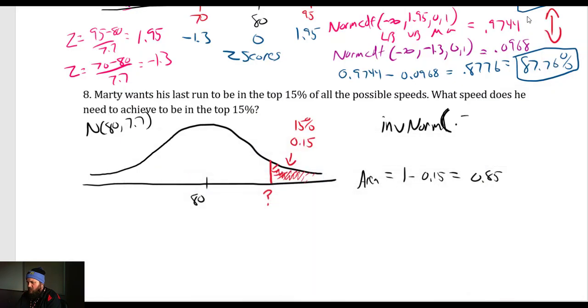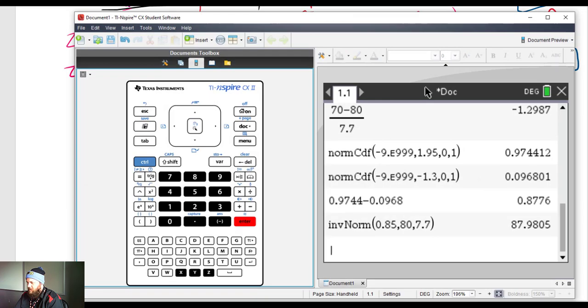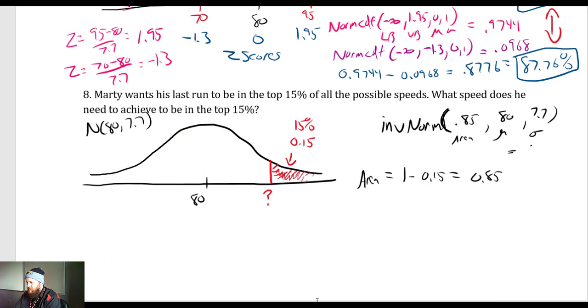So we had 0.85 as our area, our mean was 80, and our standard deviation was 7.7. And that gave us 87.98. So this value right here is 87.98.